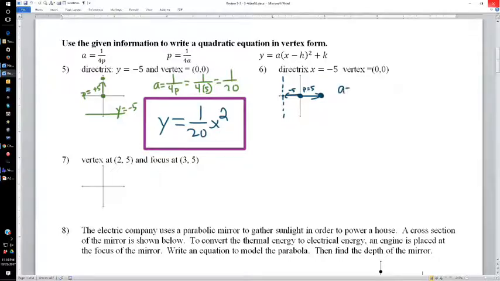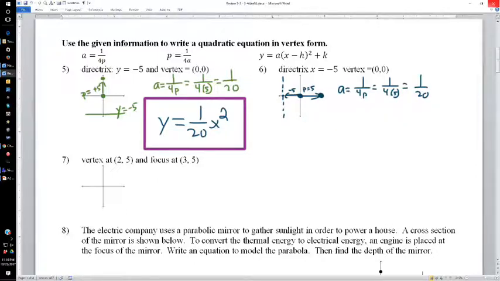And again, A equals 1 over 4P. Wow, we did the same numbers on both of them. That's okay. You get the point. 4 times 5, which equals 1 over 20 yet again. The only difference is this time it is left to right. Okay? It's opening to the right.